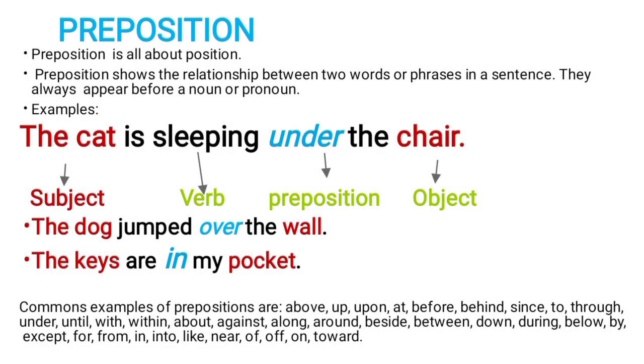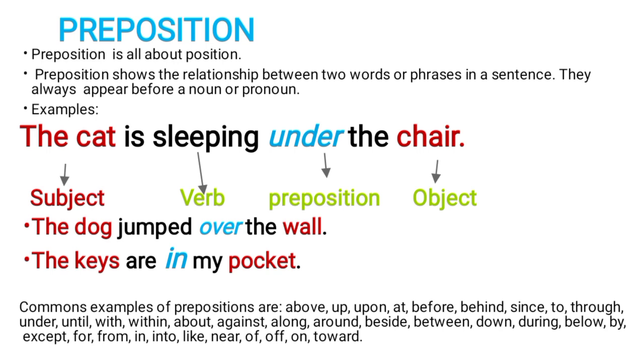Preposition. Preposition is all about position. Preposition shows the relationship between two words or phrases in a sentence. They always appear before a noun or a pronoun. Examples: the kid is sleeping under the chair. The kid is the subject of the sentence, sleeping is the verb, under is a preposition, and chair is the object.